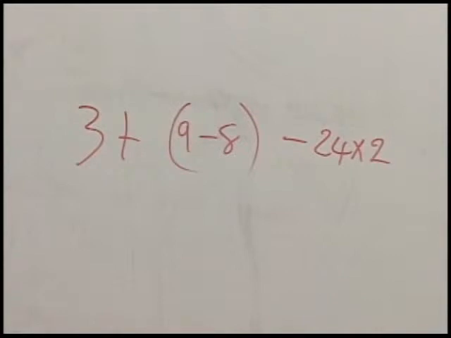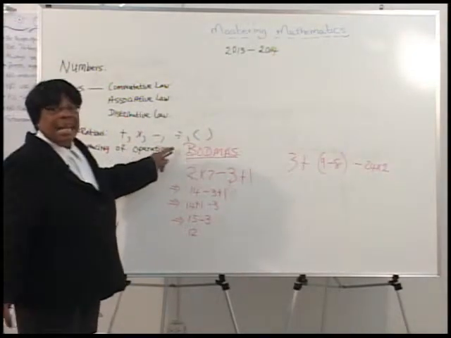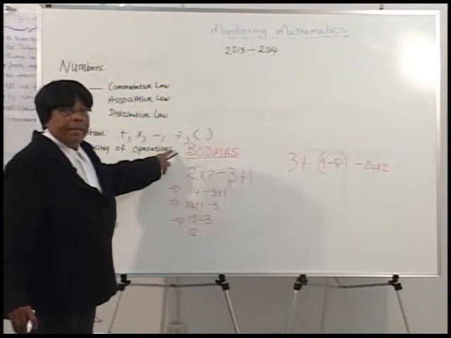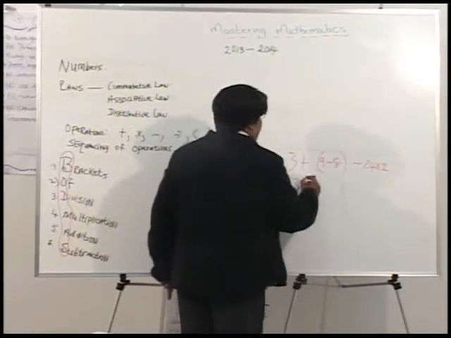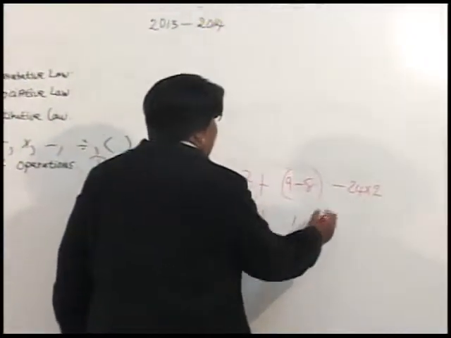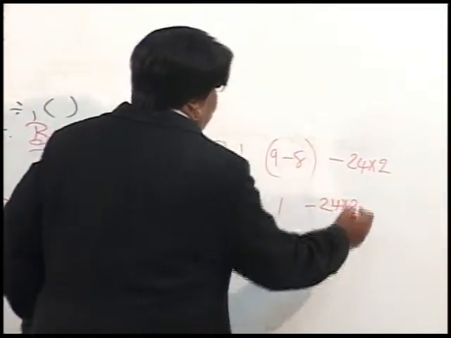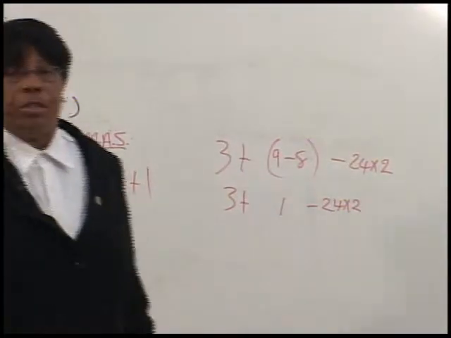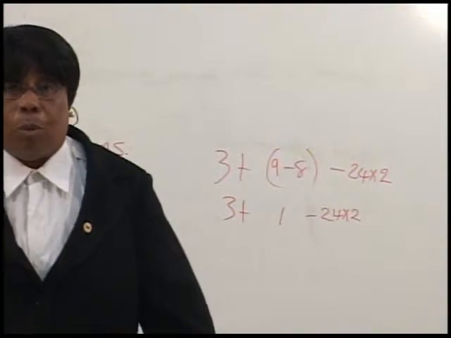Now, the first thing that we would be doing is to look and say, what do we have? Do we have a bracket? Yes. So we are going there, and we can see right away that we'd be writing back 3 plus. Working our bracket, we're going to get 1, and then we're still just writing back minus 24 times 2. When we're learning something for the first time, we don't try to do the whole operation in one, okay?